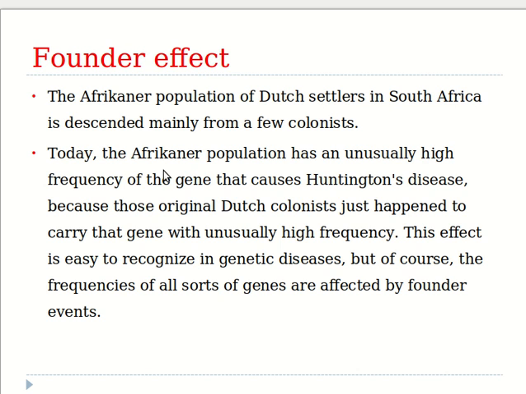Okay. There are plenty of examples here. One example is with regard to the Afrikaner population. The Afrikaner population of Dutch settlers in South Africa is descended mainly from a few colonists. Today, the Afrikaner population has an unusually high frequency of the gene that causes Huntington's disease, because the Dutch colonists happened to carry that gene with an unusually high frequency. This effect is easy to recognize in genetic diseases, but of course, the frequencies of all sorts of genes are affected by founder events.